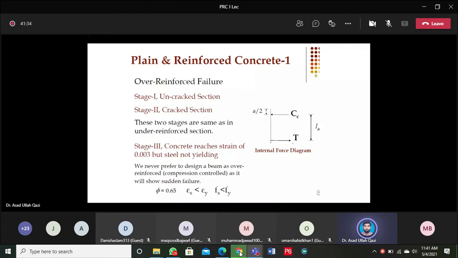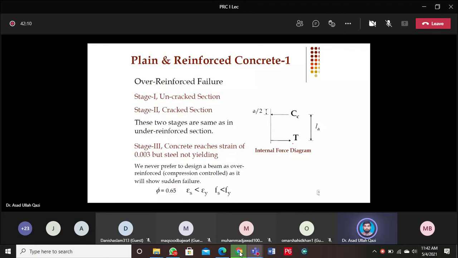Then stage 2 will be that the section will be cracked, and as you have seen in under reinforced, tension controlled sections, this is just like the same stage: the modulus of rupture will come and concrete will crack on the tension side, and now the steel is contributing in developing the tensile force. So C is still equal to T.